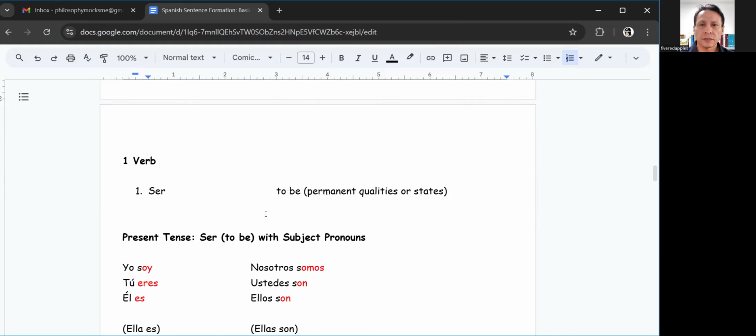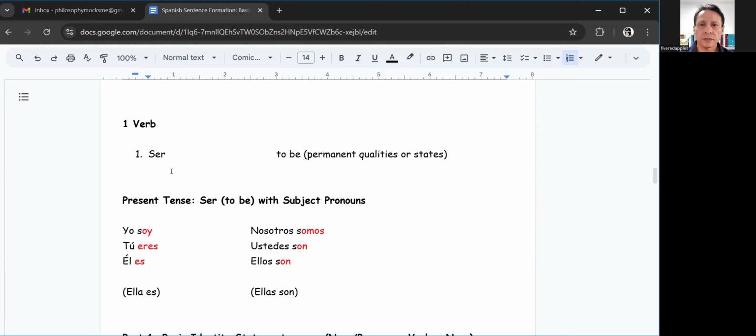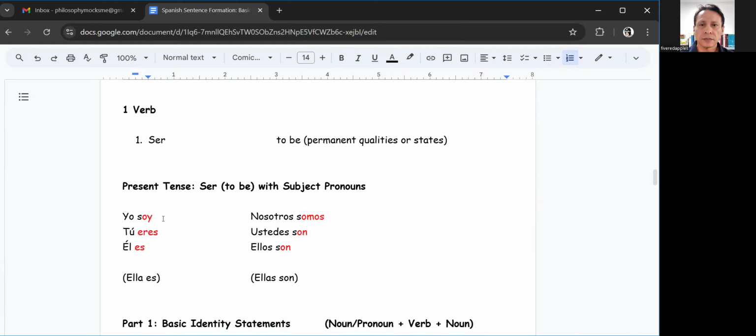And the only verb we're going to use today is to make two kinds of sentences. We're going to make identity statements, A is B, where A is a noun and B is a noun. And then we're going to make descriptive statements, A is B, where A is a noun and B is an adjective. Okay, so we're going to make it in the present tense, right? We're going to say A is B in the present tense.